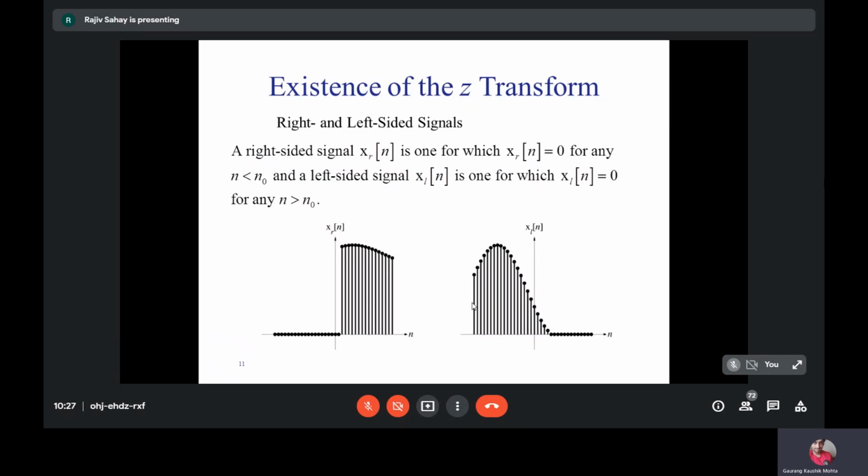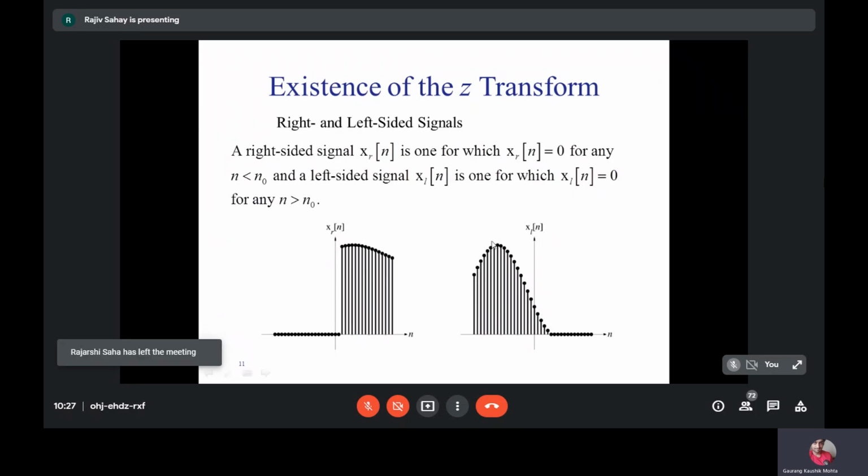The right hand signal is something that is 0 for some n less than n naught. If you see the first figure, can you all see the cursor? The first figure is a right hand signal because it exists only on the right hand side, and it is 0 for some n less than n naught. N naught is positive here. This n naught can be something like 1, 2, or 3, whatever. So it is 0 below this and positive beyond this. Similarly, a left hand signal exists only on the left hand side of a threshold n naught. So x L of n is equal to 0 for any n greater than n naught.